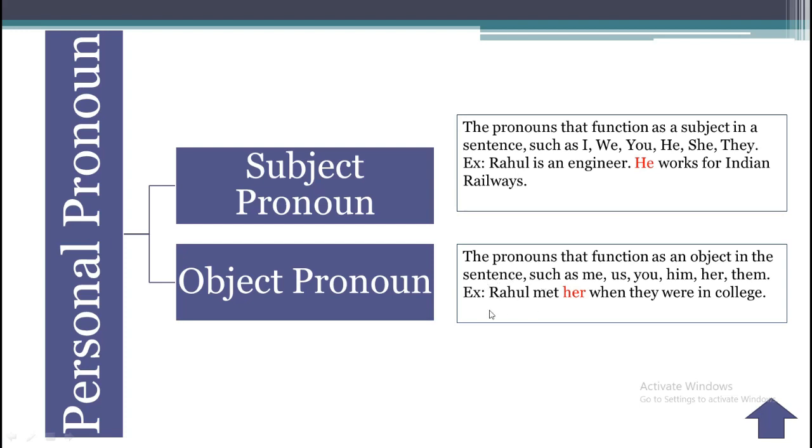So subject is Rahul, and whom did Rahul meet? Which is the object which is receiving the action of meet or met? That is her. So here this pronoun her is being treated as the object. So therefore this particular case will be called object pronoun.